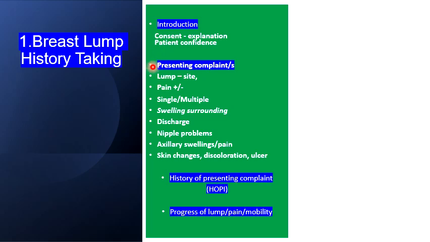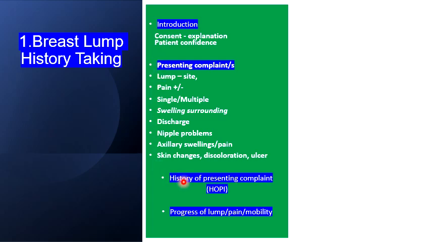On to the presenting complaints, the main complaint is the lump. You ask the patient for the site of the lump and where exactly the lump is, and the other features. Is it mobile? Is it painful? These are all important questions you have to ask the patient. Is it single or multiple? Is there a surrounding swelling? Is there any discharge from the lump or from the nipple? And then nipple problems like any ulceration or pain in the nipples, axillary swellings, pain in the axilla, skin changes such as discoloration or ulceration. These are all very important questions that you have to ask the patient.